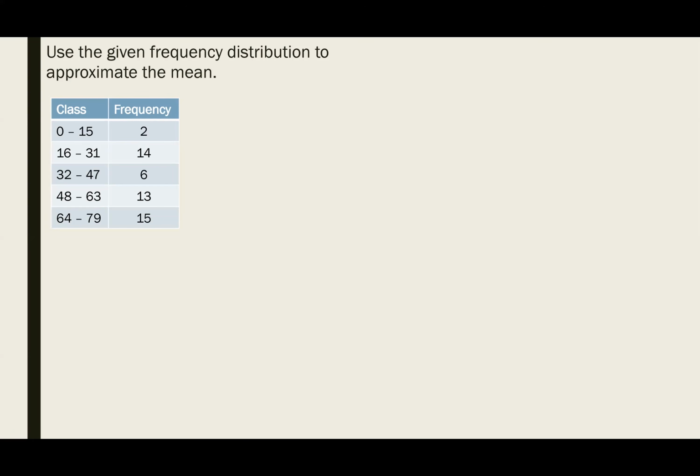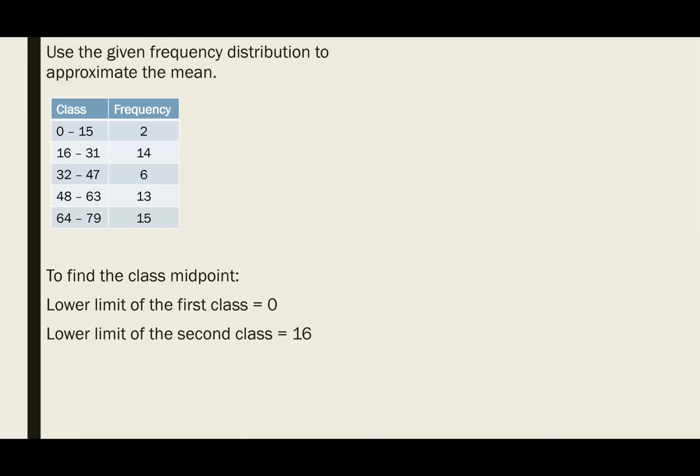So that's the reason why we need to find the midpoint to represent that class. This author, to find the midpoint, takes the lower limit of the first class, which is 0, and the lower limit of the second class, which is 16. You take the 2 consecutive lower limits, add them up and divide by 2, and as you can see, we have 8 as our midpoint. And let me ask you, what is the class width?